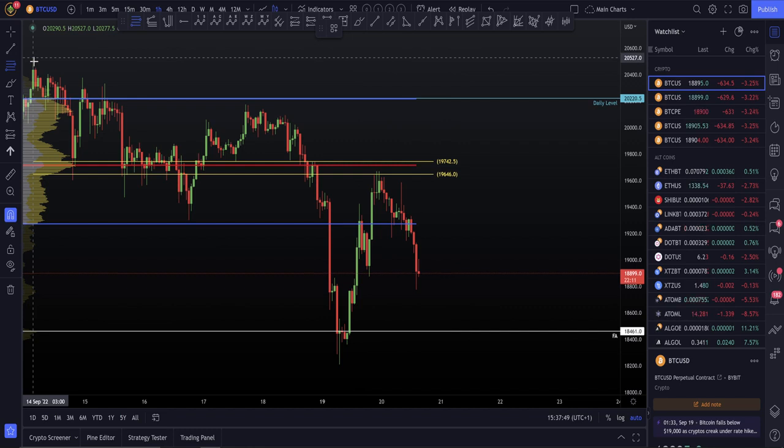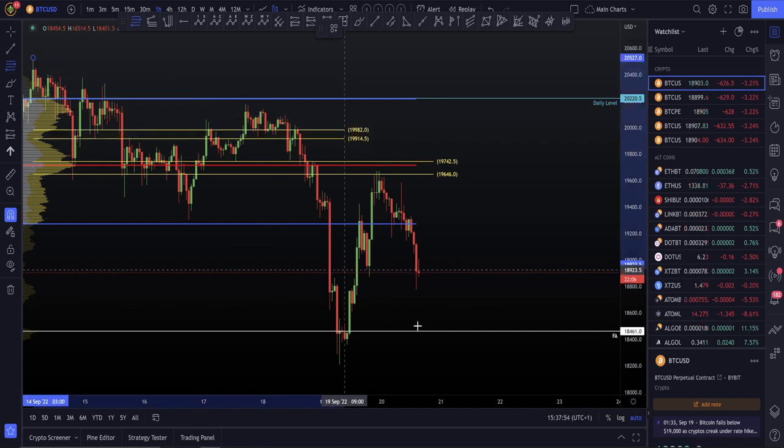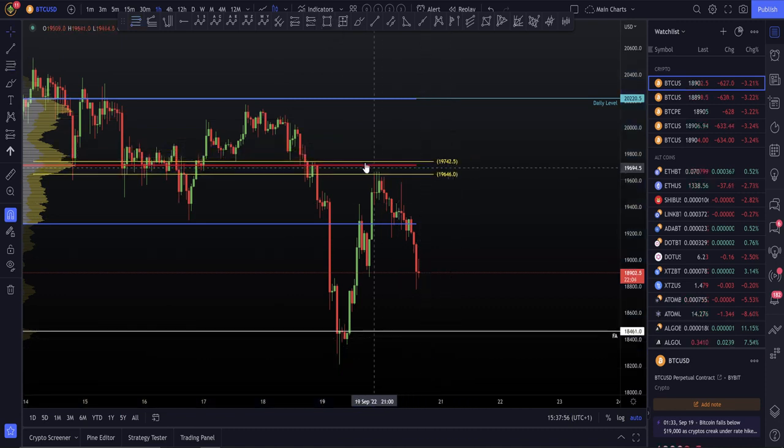Again, this is really, really amazing. So why did we reject it? Fibonacci from the high down to the low. We come right into the CC and we reject.